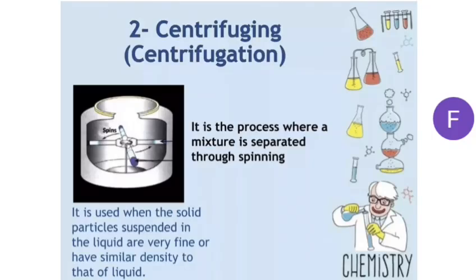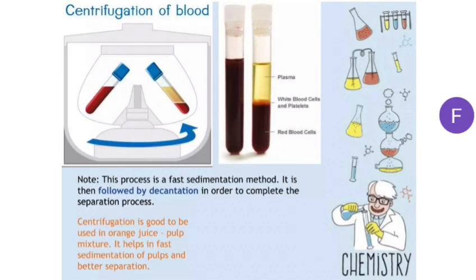Another technique of separation for a heterogeneous mixture formed from a solid and liquid is centrifugation. In this process, the mixture is separated through spinning, meaning force of rotation. It is used when the solid particles suspended in the liquid are very fine or have similar density to that of the liquid. Usually, we use centrifugation to separate the components of blood: plasma, white blood cells, red blood cells.